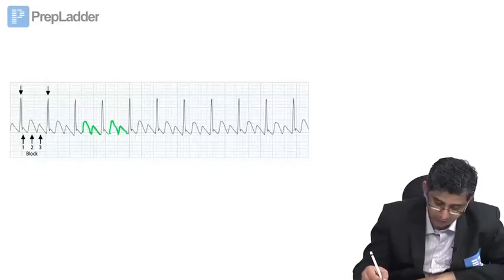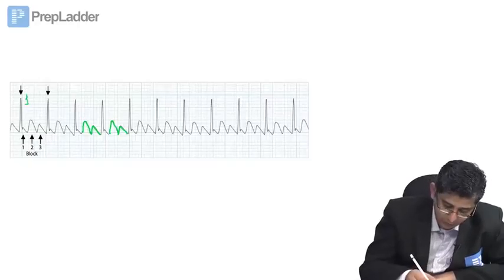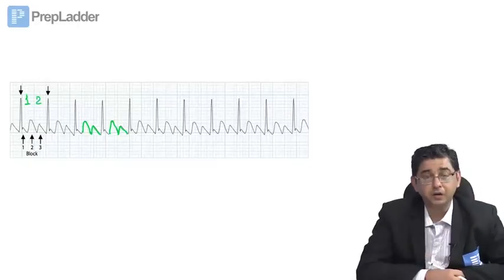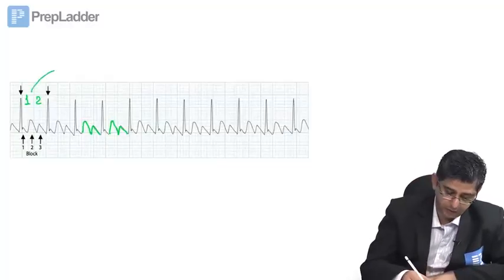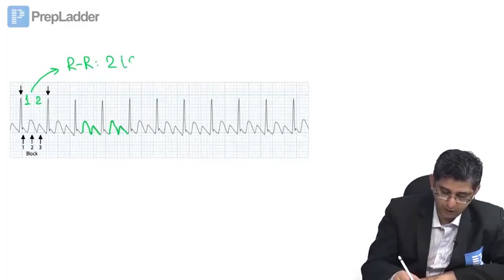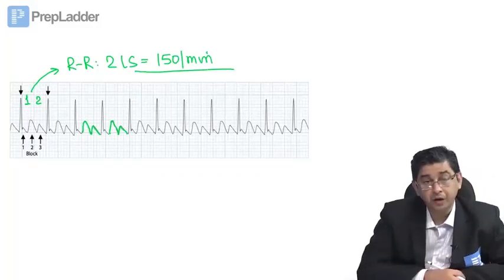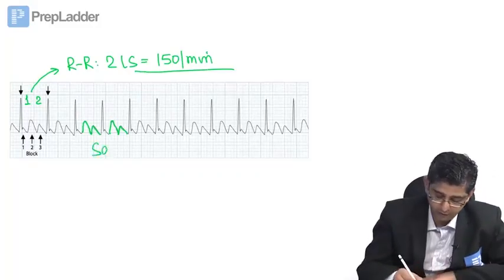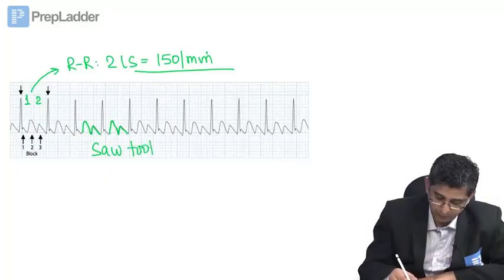What is the heart rate of the patient? We can just select two large squares here, and if two large squares are separating the R and the R interval, then the heart rate of the patient would be something like 150 per minute. So the ECG of the patient shows tachycardia and also shows abnormal looking waves which are not satisfying the definition of the P wave. So we are going to call it the sawtooth waves of atrial flutter.